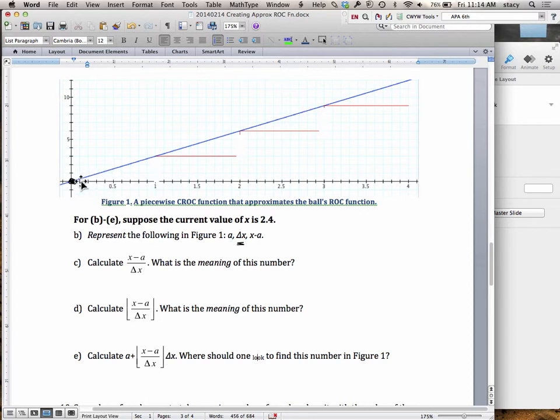The red lines. I'll make them green because I don't have red. So green here, and this is a delta x, and this is a delta x length, right? These lengths are changes in time. What about this quantity, x minus a? What is the meaning of that?